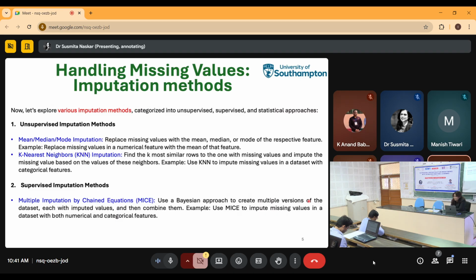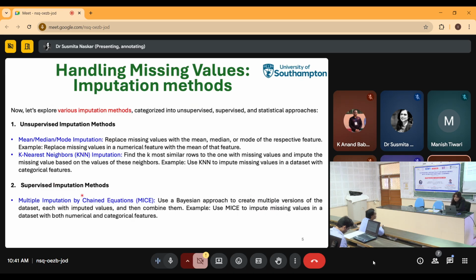You have to scale the features first, and definitely choose k via CV, and note that it can struggle with high dimensionality. So if you have very high-dimensional data and lots of missingness, then it may not work well. Okay, so this is mainly the unsupervised imputation.